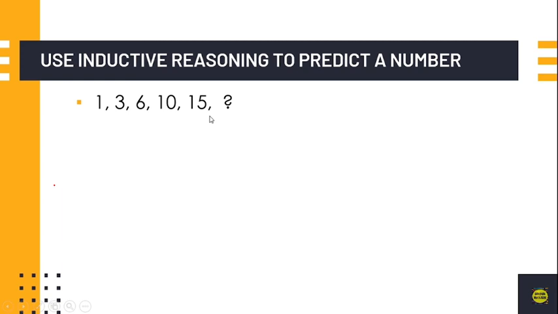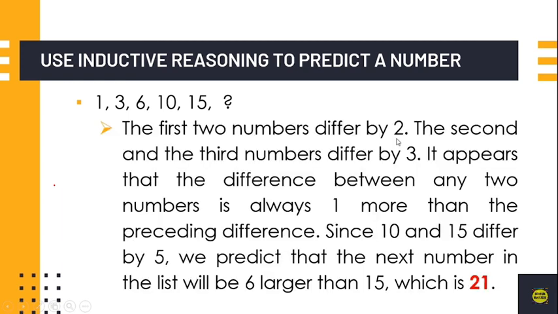Next, 1, 3, 6, 10, 15. The next number is 21. The first two numbers differ by 2, the next differ by 3, then 4, 5, and 6 follows. So 15 plus 6 is 21. Since 10 and 15 differ by 5, we predict that the next number in the list will be 6 larger than 15, which is 21.